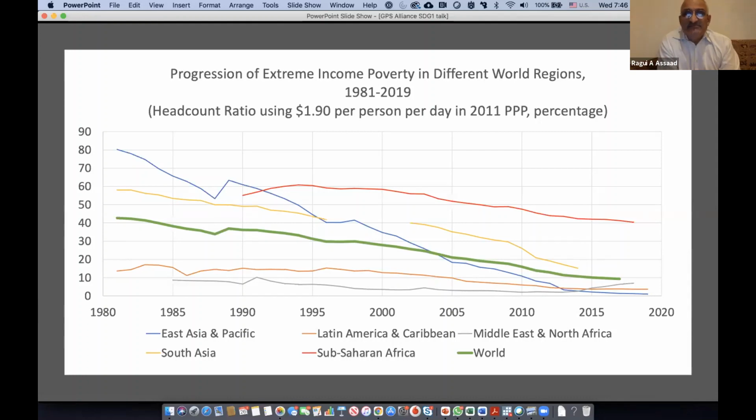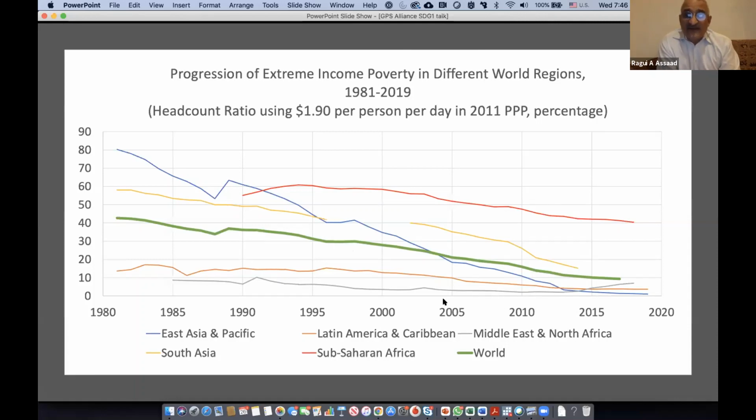And you can see that in most regions of the world, there's been a strong, somewhat downward trend, with East Asia and Pacific having the steepest downward trend, where you could almost say that in East Asia and Pacific, extreme poverty has been eradicated. Latin America as well, very low levels.